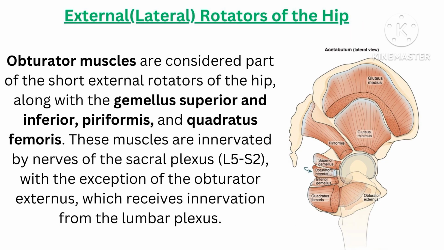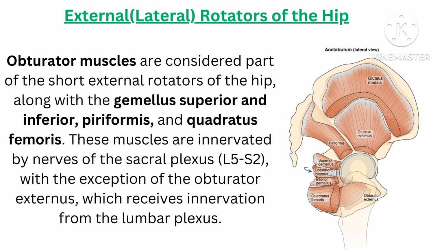Muscles. Obturator muscles are considered part of the short external rotators of the hip, along with the gemellus superior and inferior, piriformis, and quadratus femoris. These muscles are innervated by nerves of the sacral plexus, L5-S2, with the exception of the obturator externus, which receives innervation from the lumbar plexus, similarly to the obturator muscles.